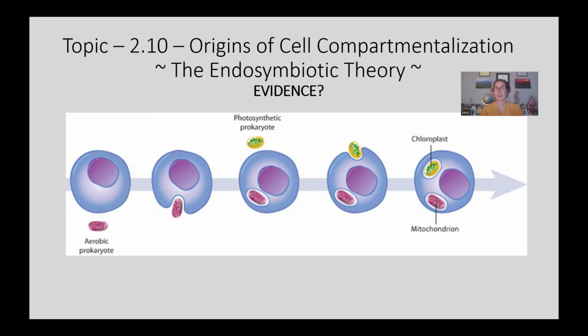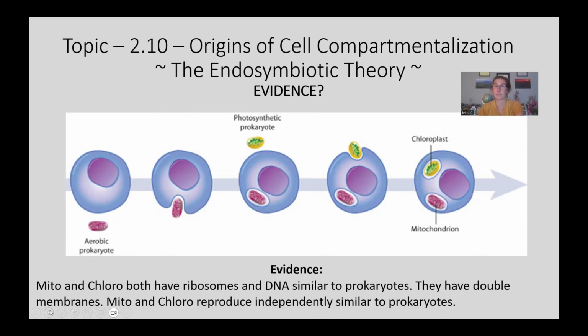So chloroplasts and mitochondria are going to contain their own DNA and ribosomes. The other organelles don't have that. Chloroplasts and mitochondria reproduce similarly to bacteria, a process called binary fission. So they reproduce independently. Chloroplasts and mitochondria have a double membrane, which is kind of evidence of that engulfing. So it did get engulfed into that cell. So that would be the evidence for the endosymbiotic theory.